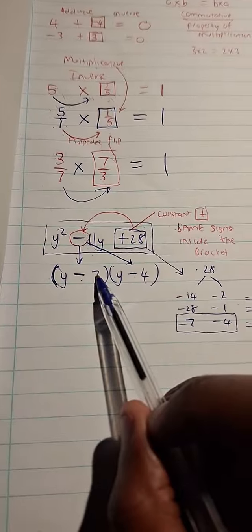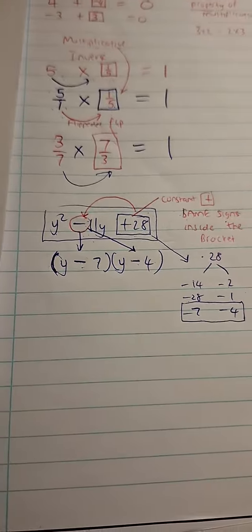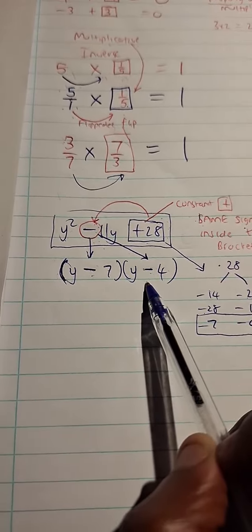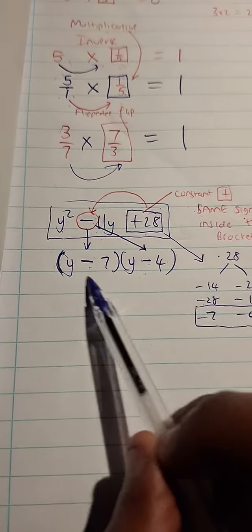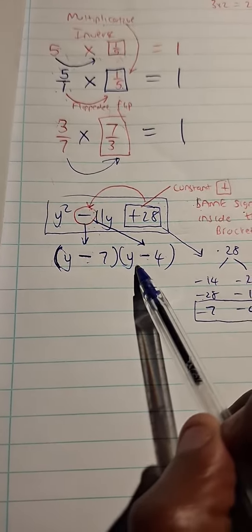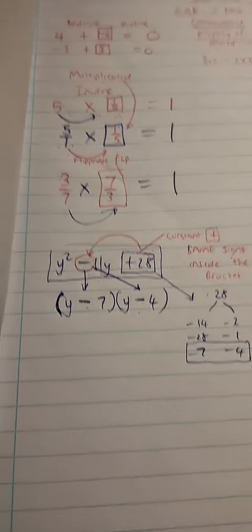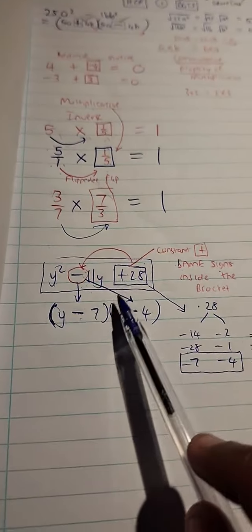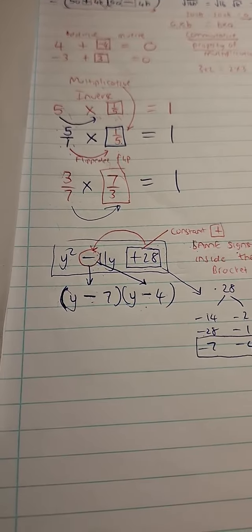Whether you start with 4 or end with 7 doesn't matter, because these brackets have both got a negative sign. Does the order of the brackets matter? No, it doesn't. Whether you start with y minus 4 and end with y minus 7, or start with y minus 7 and end with y minus 4, does not matter. Why? Because multiplication, as we said, is commutative. The order of the brackets doesn't matter, because it still retains its identity.